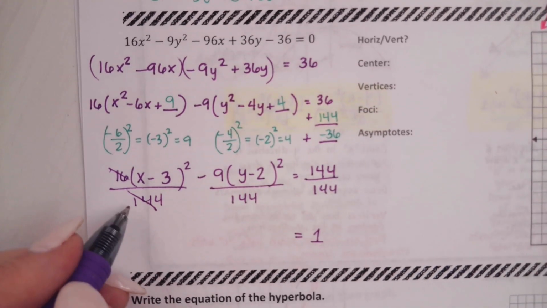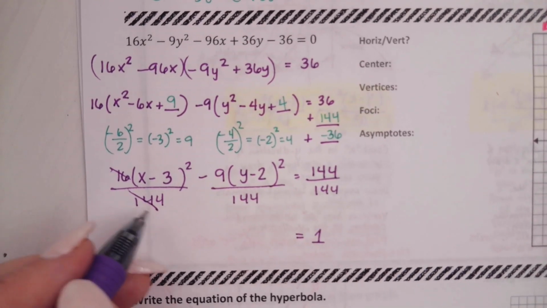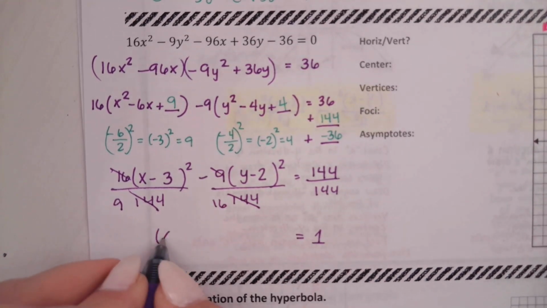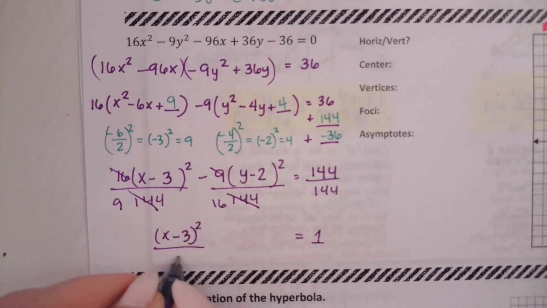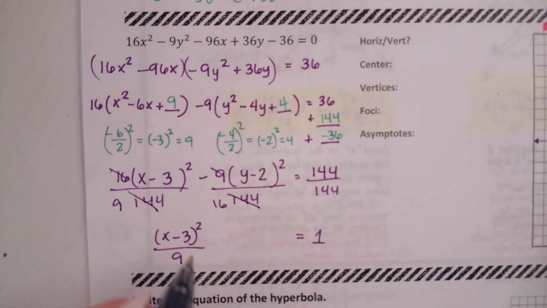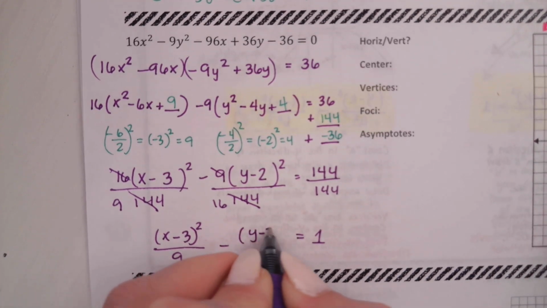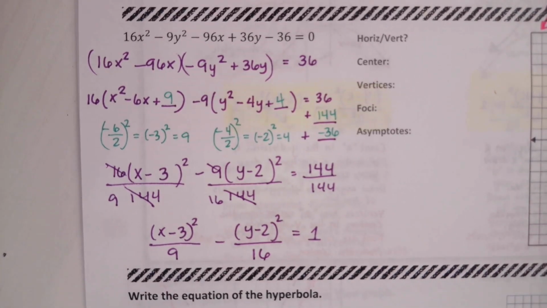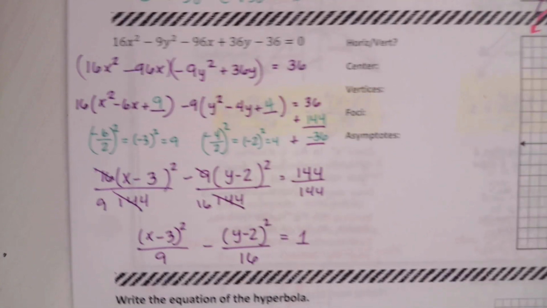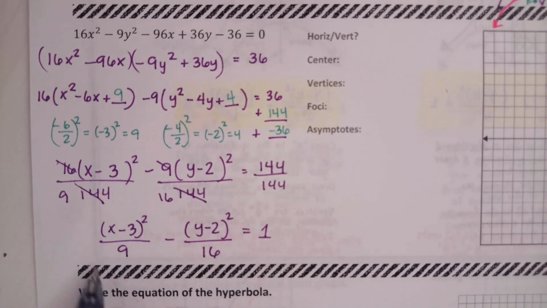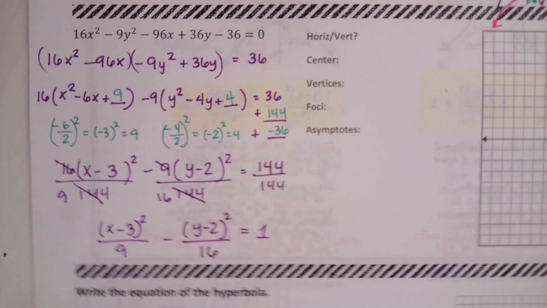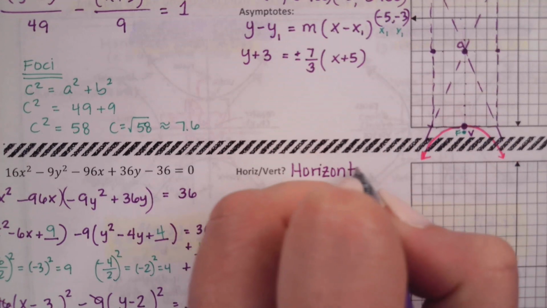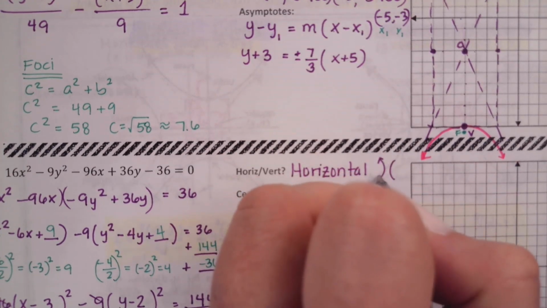That first one, 144 is divisible by 16. How many times? 9. So that means 9 goes into 144 16 times. Don't forget to bring down your minus in the middle. Don't lose it. All right. Beautiful little standard form. I can see the x is the first term that's the positive term, which means it's going to face which way? Horizontally. So you will have a left branch and a right branch.